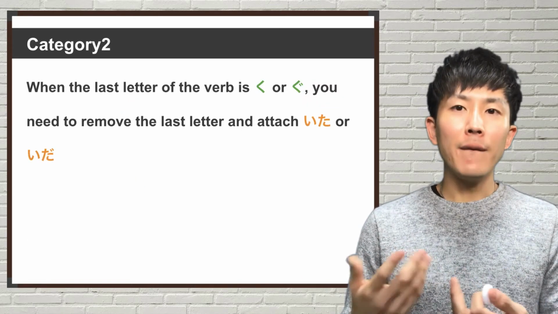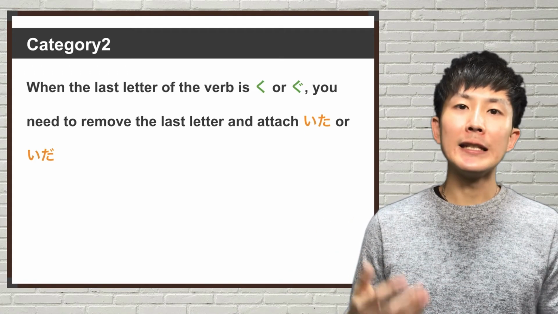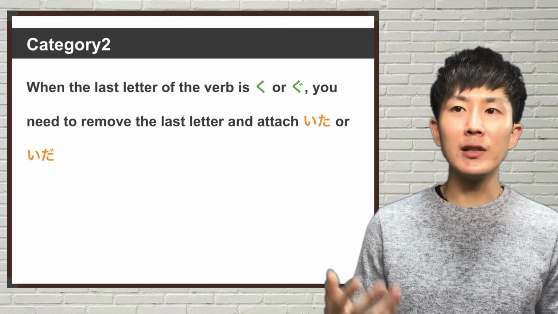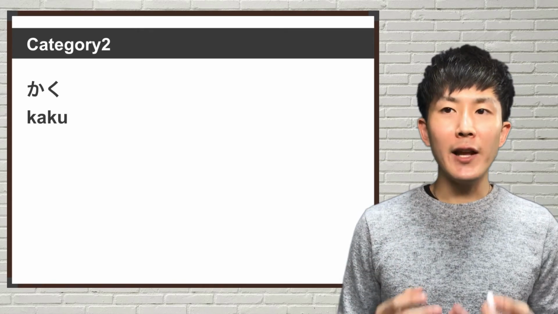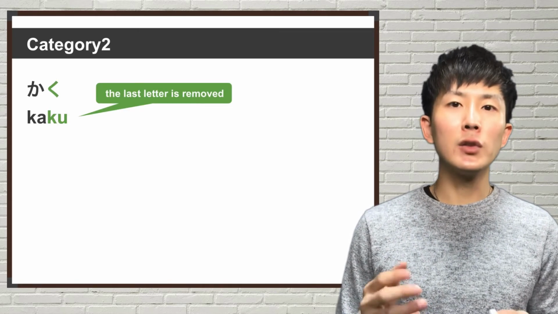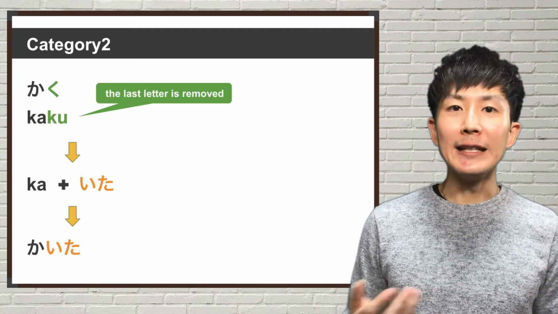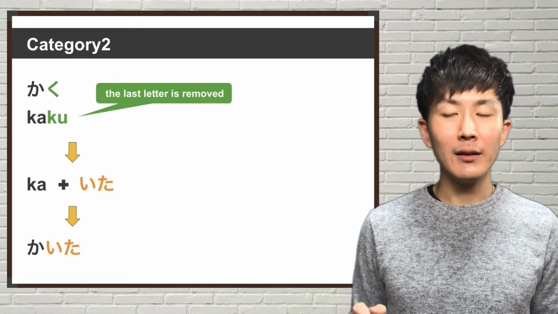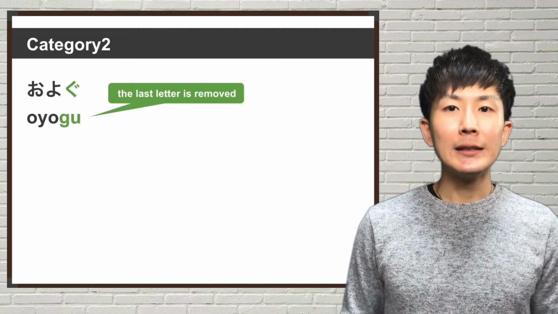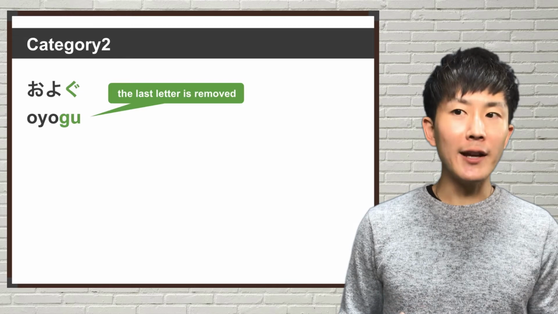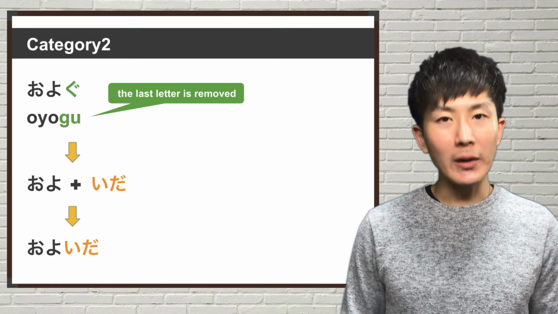Category 2. When the last letter of the verb is く or ぐ, you need to remove the last letter and attach いた or いだ. For example, 書く, which means write. The last letter is く, so you need to remove く. After that, attach いた. So it becomes 書いた. I wrote it. 泳ぐ, which means swim. The last letter is ぐ. So you need to remove it and attach いだ to the verb. So 泳いだ. I swam.